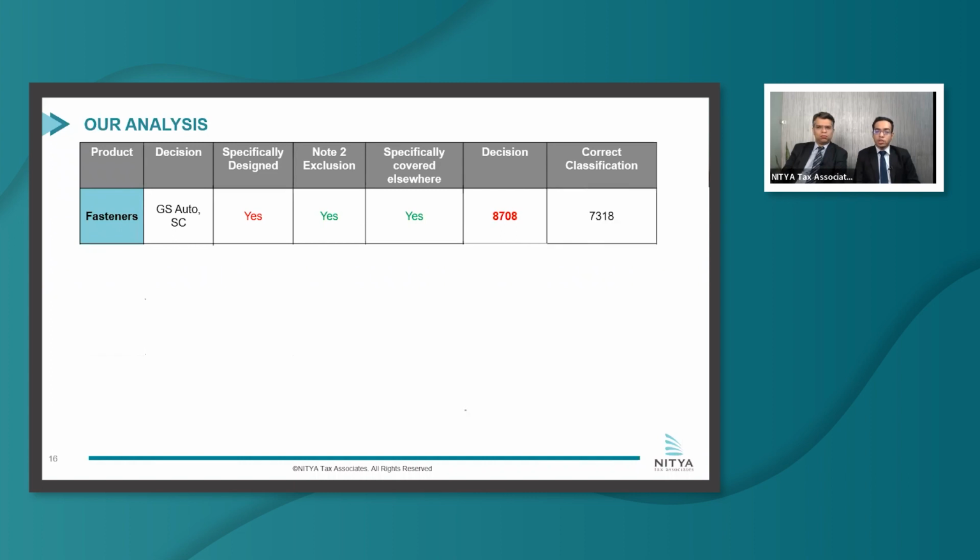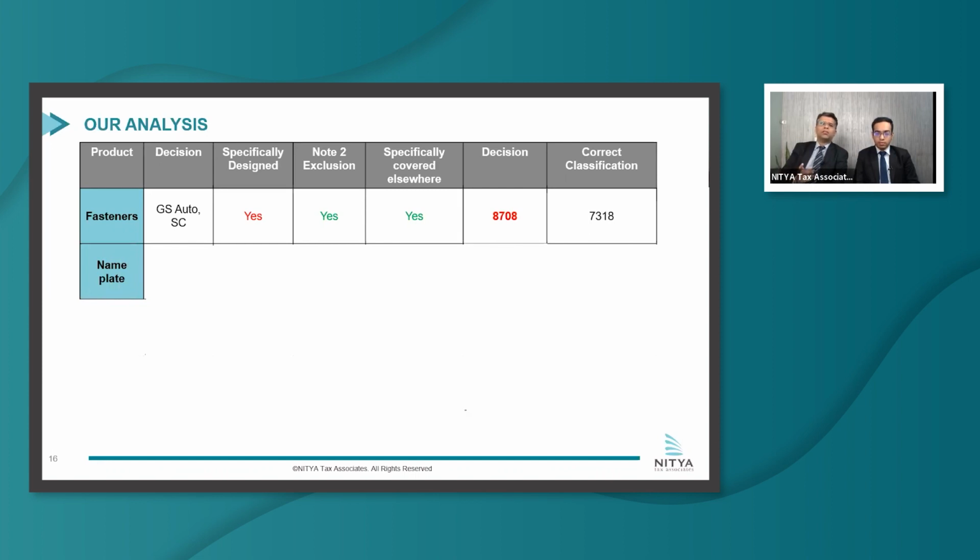In our view, GS Auto did not correctly apply the principle laid down for classification. Even if these fasteners are specifically designed, they are excluded from Note 2. Lastly, fasteners, nuts, and bolts are specifically covered as a nomenclature under 7318. So, failing two tests, these products should be classified under 7318 only rather than 8708.